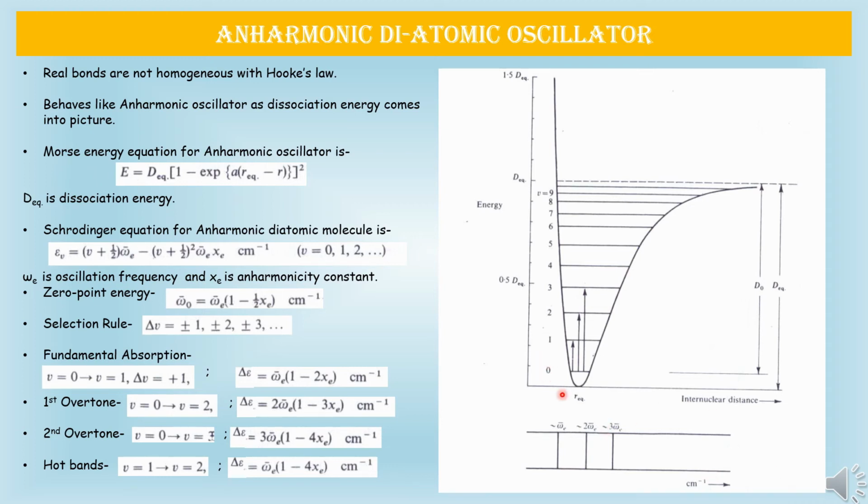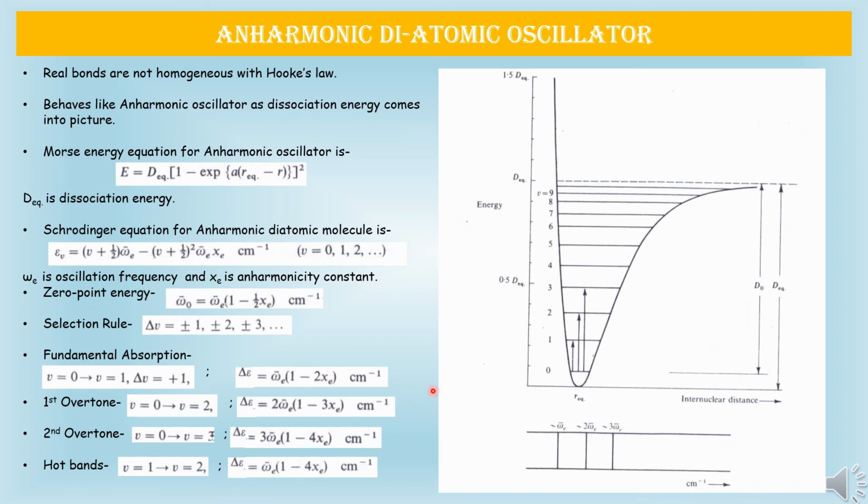transition, that line is known as the fundamental absorption. The transition from the 0 to 2 level is known as the first overtone. The line from 0 to 3 is known as the second overtone, and so on. The energy calculation with respect to the different selection rules is also calculated here and shown in the slide.